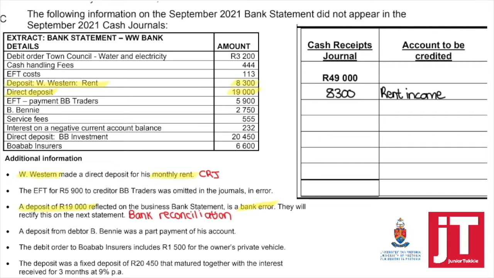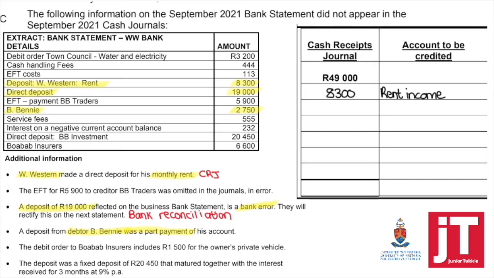Then we have a direct deposit, 19,000. That direct deposit is for what? So always go to the additional information. If you go to the additional information, you would see a deposit of 19,000 reflected on the bank statement is a bank error. They will rectify it on the next statement. This means we need to take it to the bank reconciliation statement.